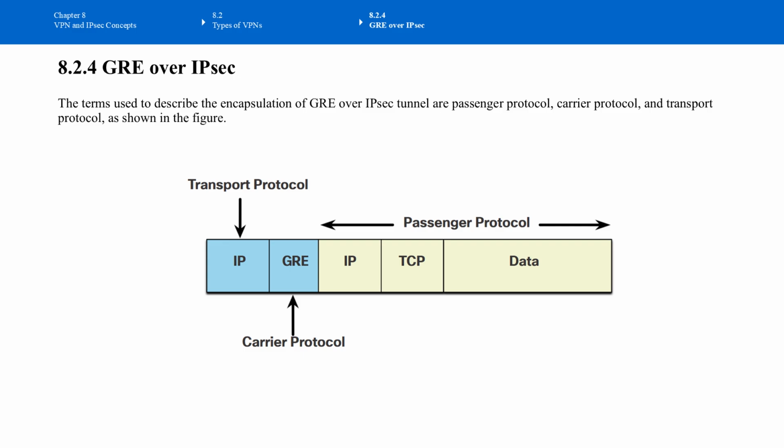The carrier protocol is the tunneling protocol that encapsulates the passenger packet. In the figure, this is GRE. And the transport protocol is the protocol used to deliver the encapsulated packet across the network. And this is the IP.